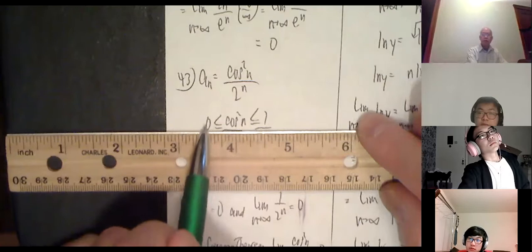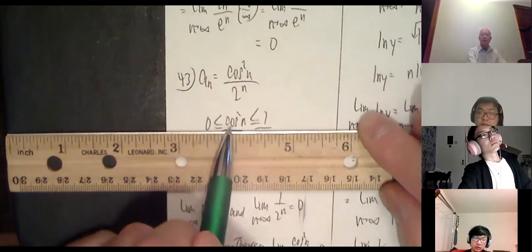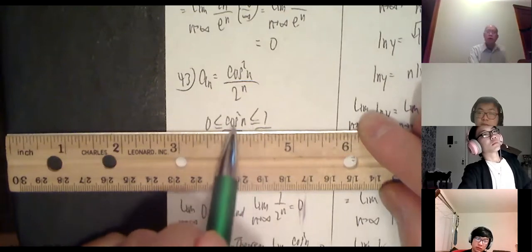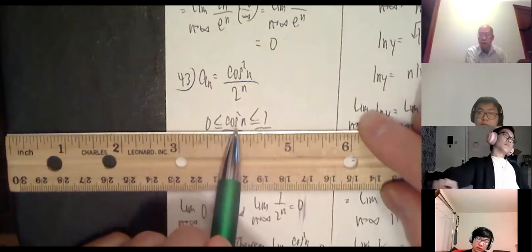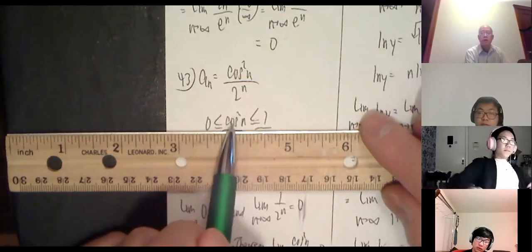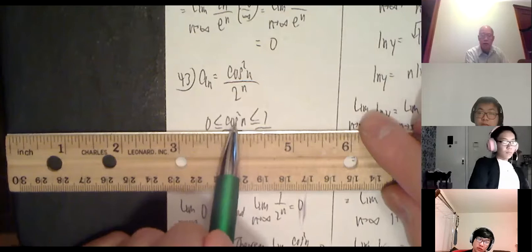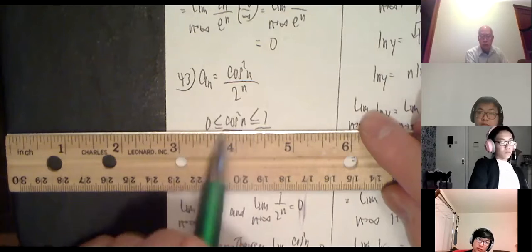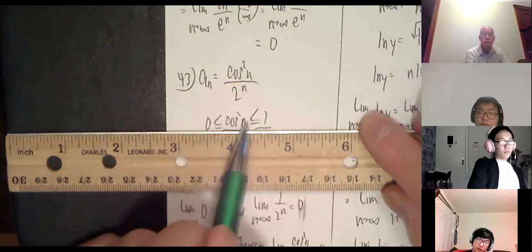Do you agree with this? 0 is less than or equal to cosine squared of n, which is less than or equal to 1. Now, cosine is stuck between negative 1 and 1. Cosine squared can no longer be negative, so it's stuck between 0 and 1. Agree with this?